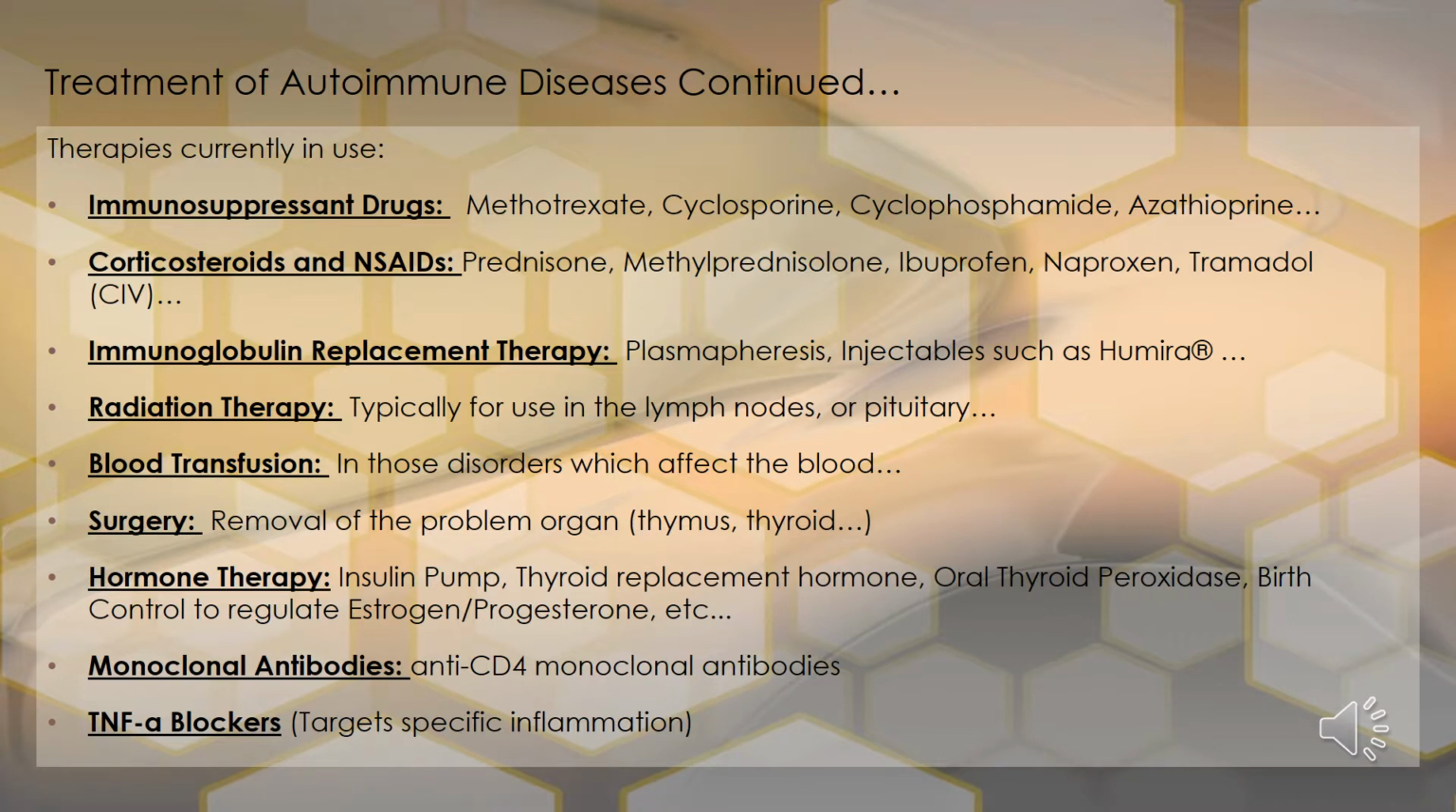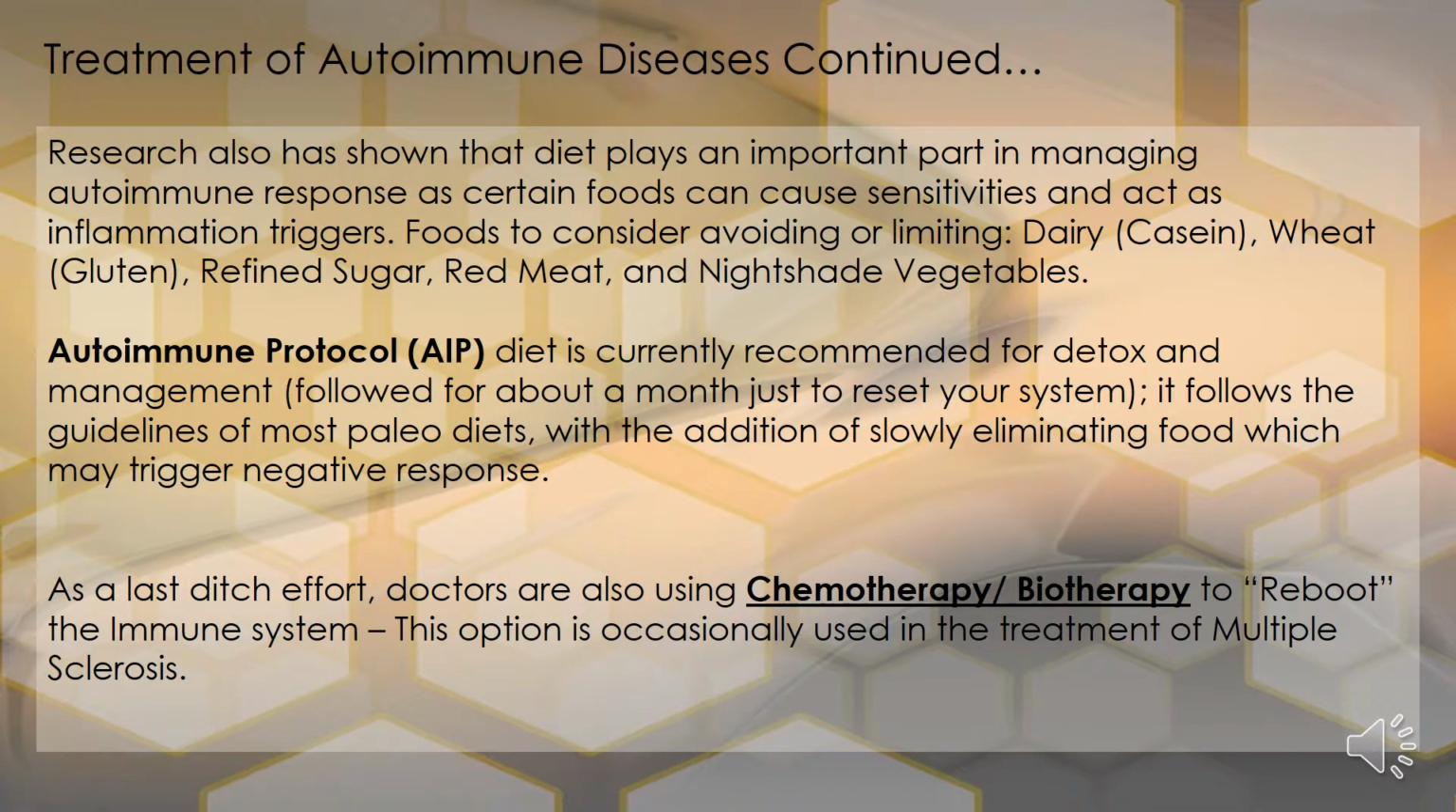Hormone replacement therapies such as insulin pumps, thyroid replacement hormones, oral thyroid peroxidase to control the antibody levels, even birth control to regulate estrogen and progesterone outputs. Another common treatment option that doctors are starting to suggest today is amending your diet. Research has shown that diet plays a very important part in managing autoimmune response, as certain foods can cause sensitivities and act as inflammation triggers.